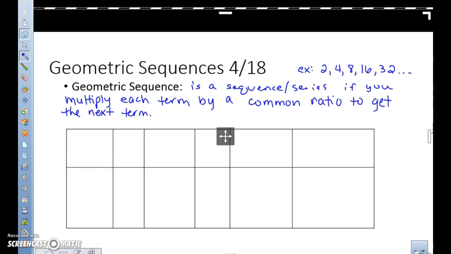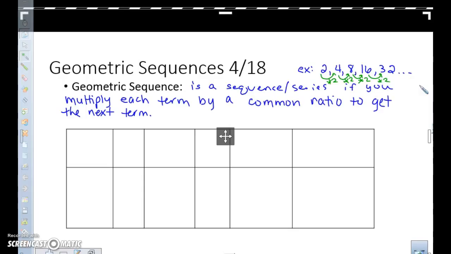First number to the second number to the third number. What pattern do you see in the upper right-hand corner? Multiplying by 2. Okay. So, since we're multiplying by 2, that's what makes it geometric. Whenever you multiply by the same number each time, it's called geometric.